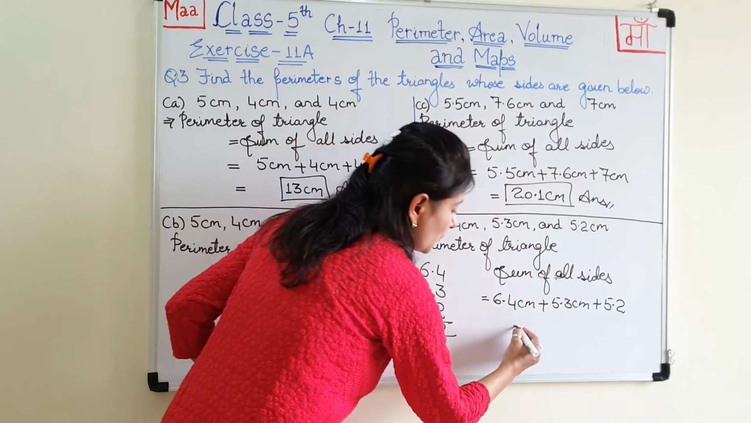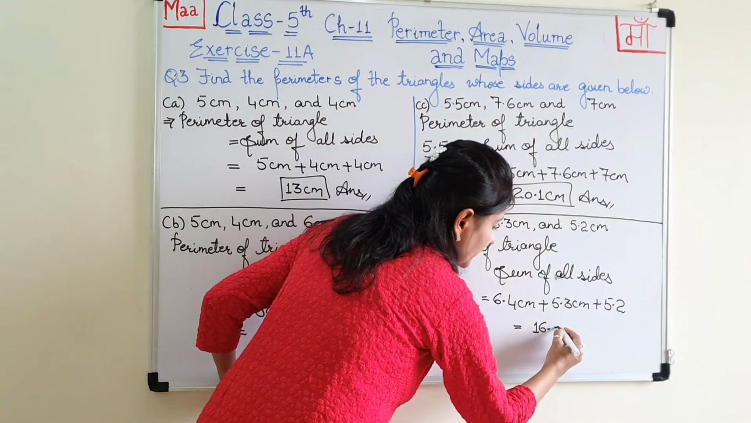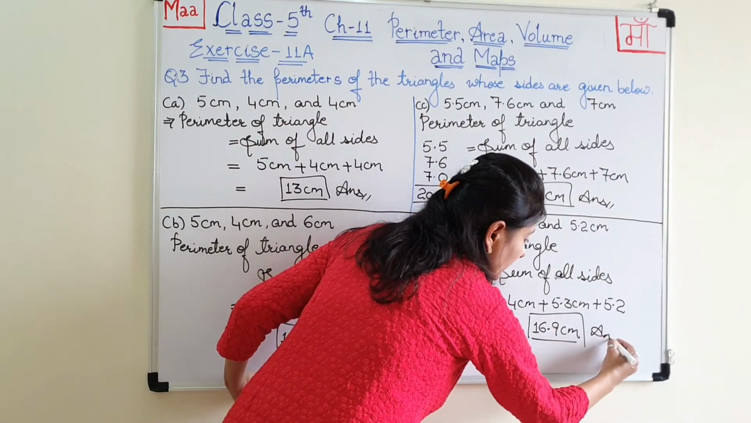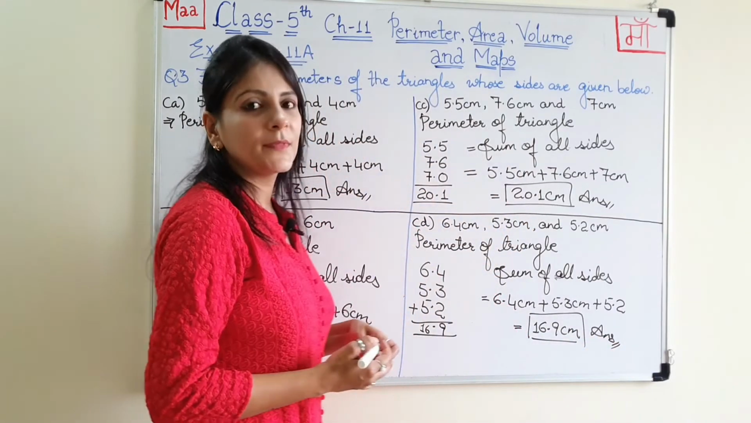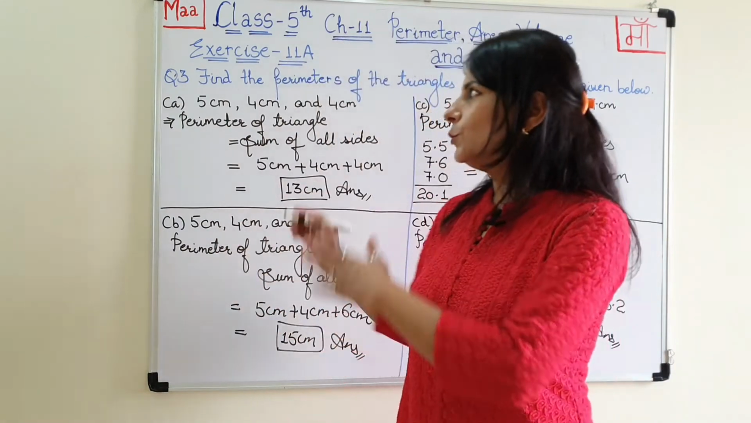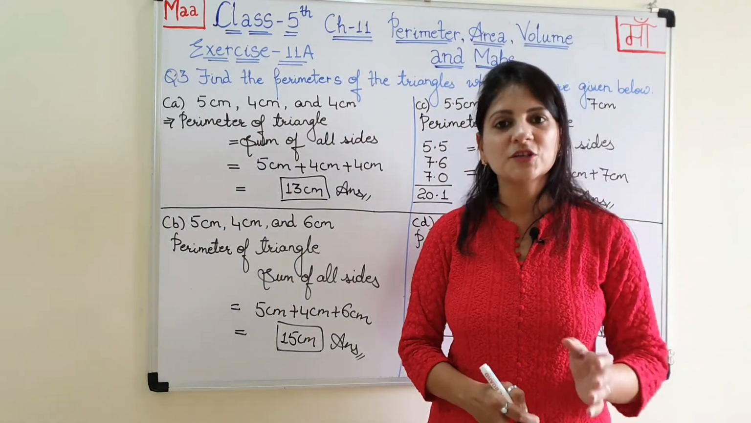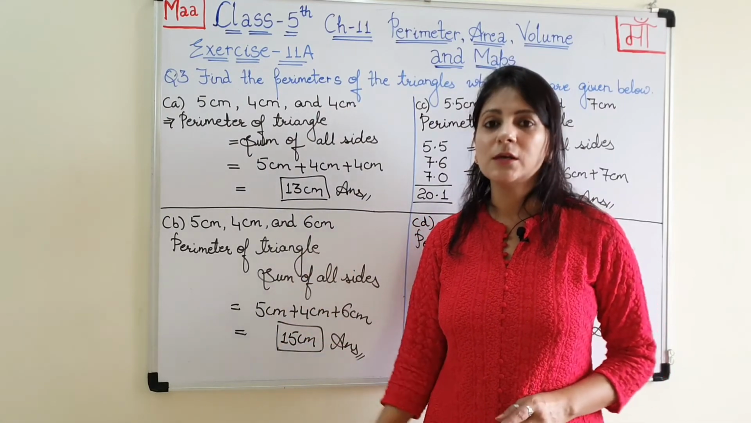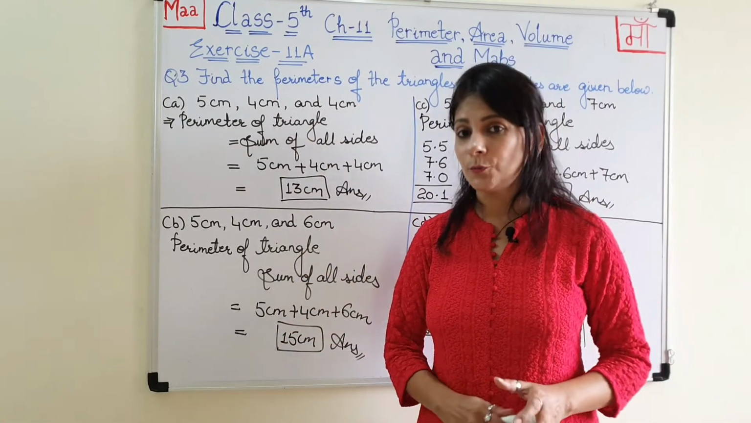So 16.9, and the unit is centimeter. So 16.9 centimeter is the answer of part D. Okay. So till here I have explained you question number 1, 2 and 3. You have to complete all these 3 questions in your geometry notebook, students.